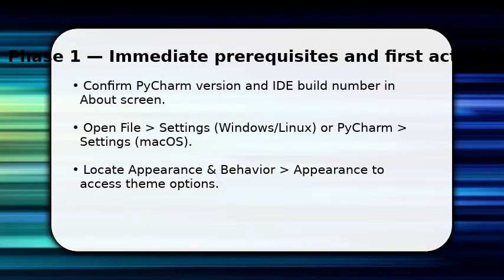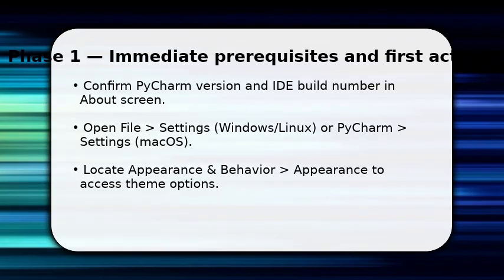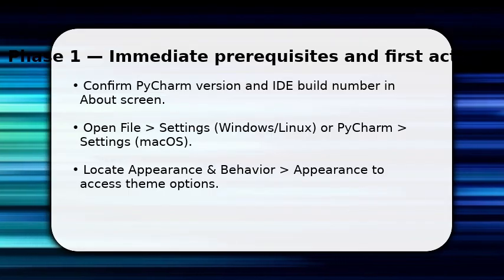You're starting the color change now. First, confirm your PyCharm build so you know which features are available. Open File, then Settings on Windows or Linux, or PyCharm Settings on Mac OS. Once inside, navigate to Appearance and Behavior and choose Appearance. This is where Themes live. You'll pick a global theme or use a custom one.